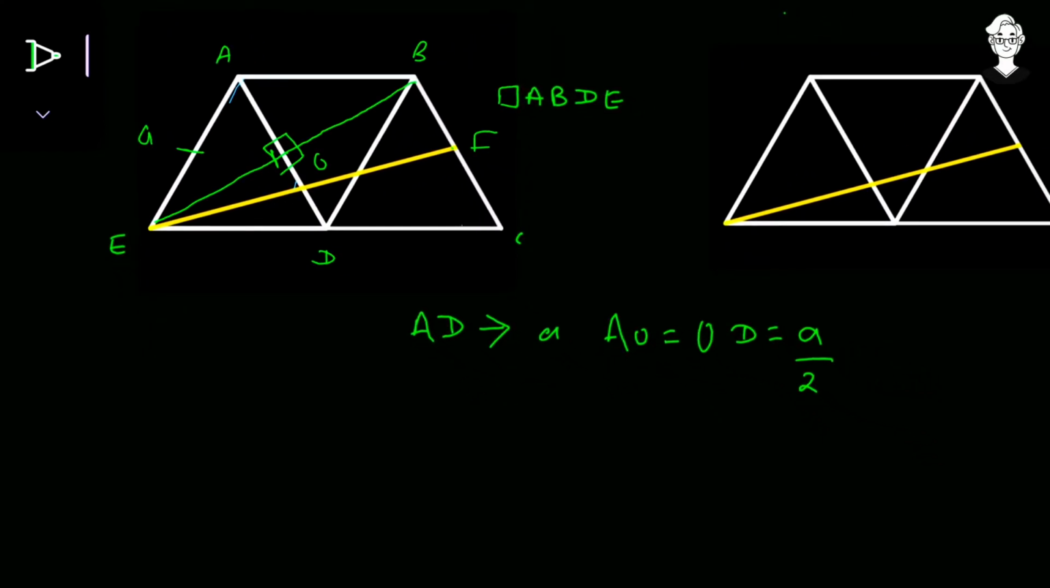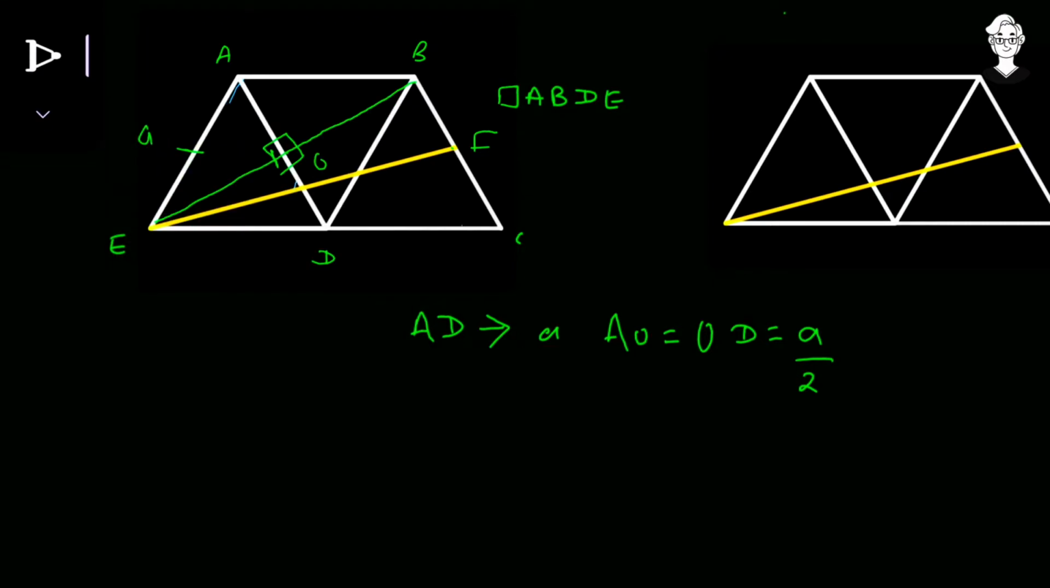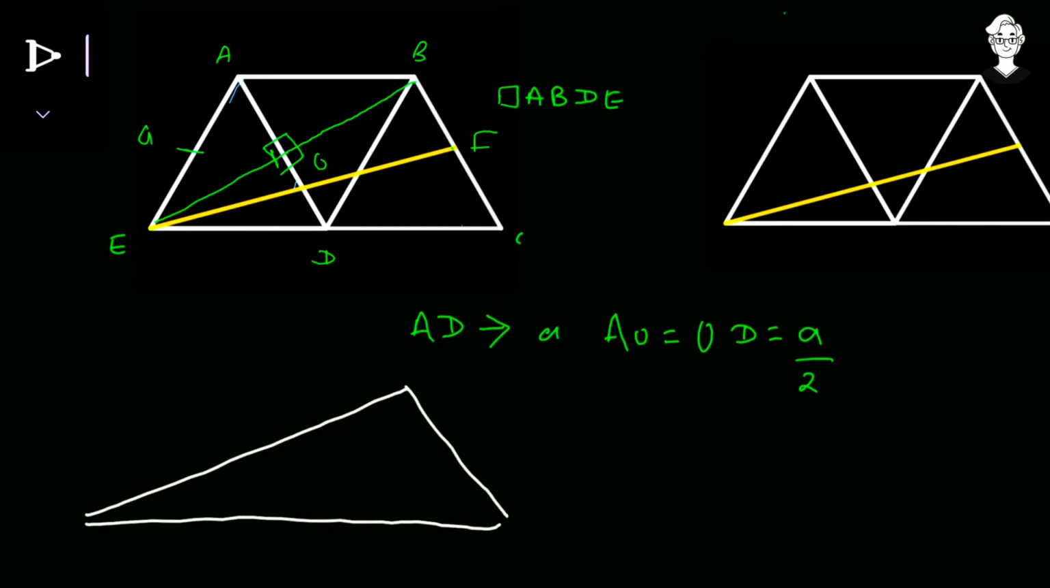Now just zooming back and changing the color. Yes, now just look at the triangle in this diagram, that's nothing but E, B and F. So I'm just drawing it again over here. So the triangle is E, B and F.